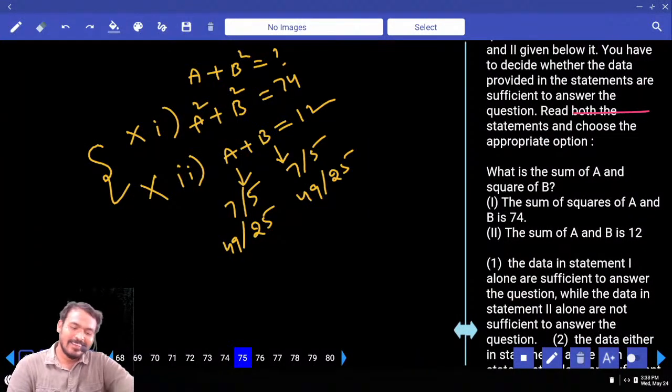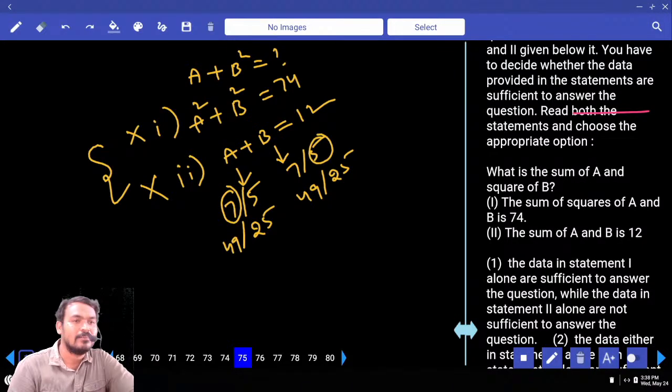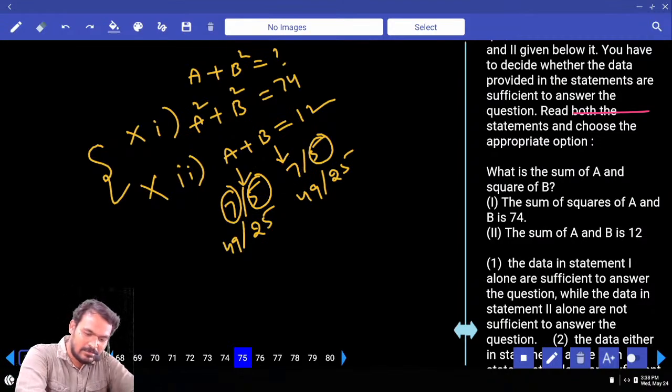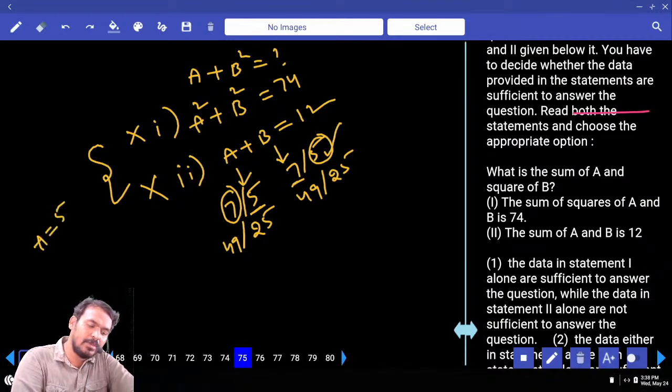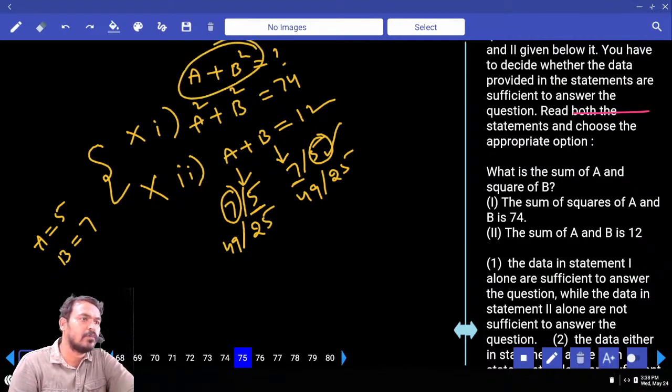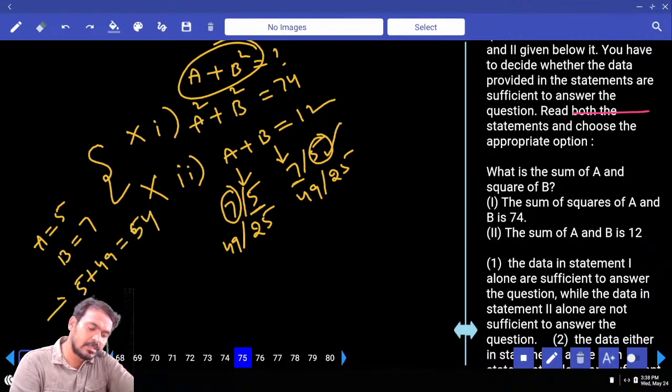Wait. A value 7, B value 5. A value 5, B value 7. Two possibilities, okay. Suppose A equal to 5, B equal to 7. We require which one? A plus B square, or not? What is the 5 plus B square? B square is 49. 5 plus 49, 54. It is one case result, or not?